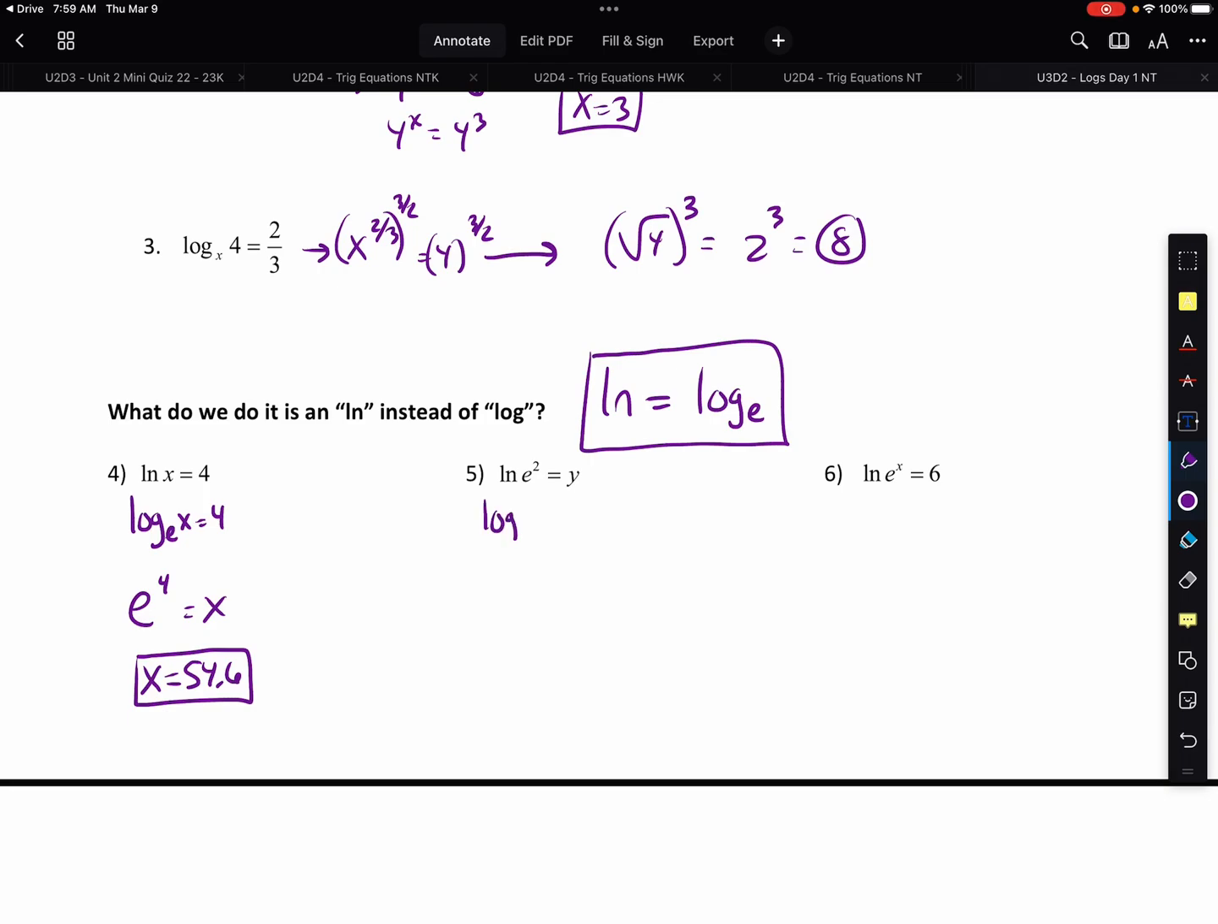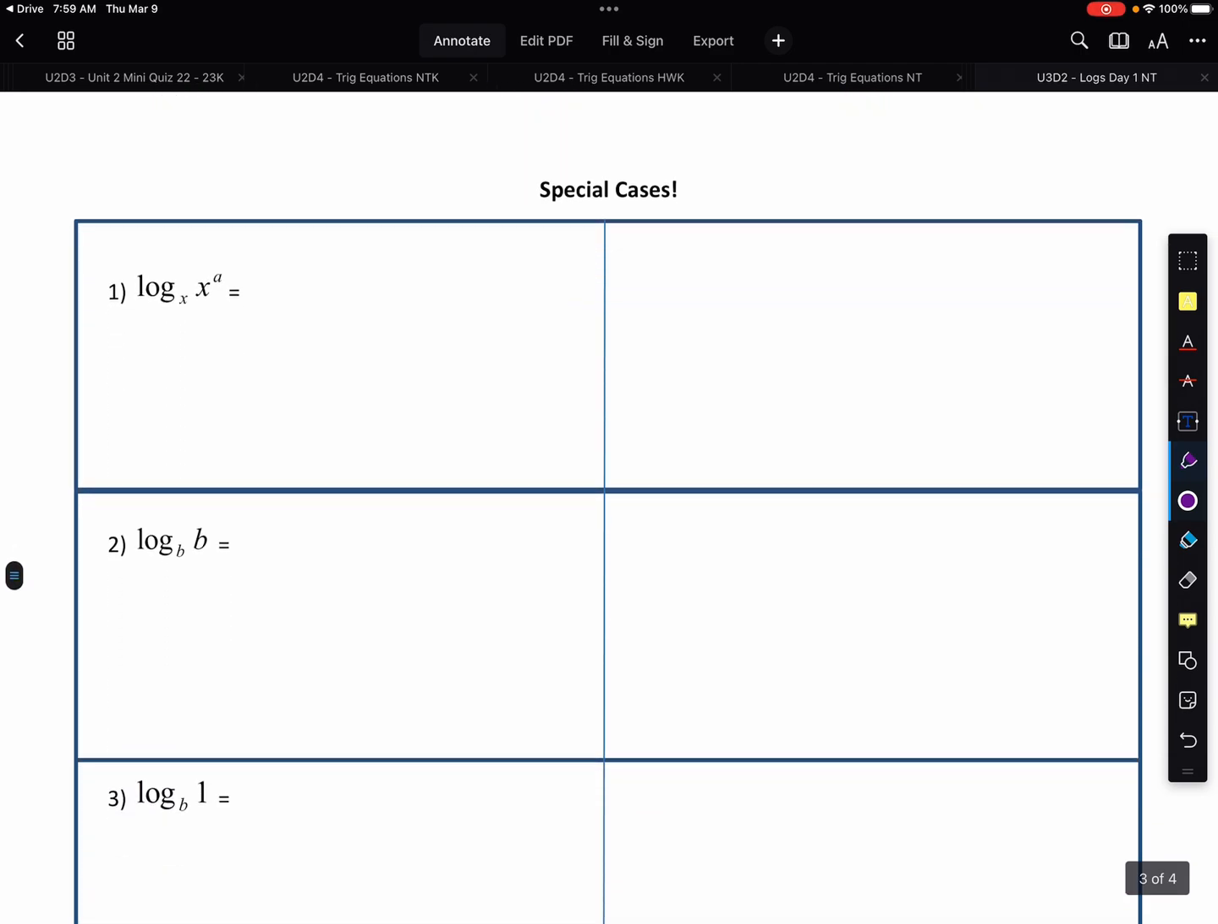All right, so I got log base e of e squared equals y. I convert. e to the y equals e squared, y equals 2. Log base e of e to the x equals 6. e to the 6 equals e to the x, so x equals 6. Nothing drastically different, all relatively the same idea. All right, so those are just the normal log things.